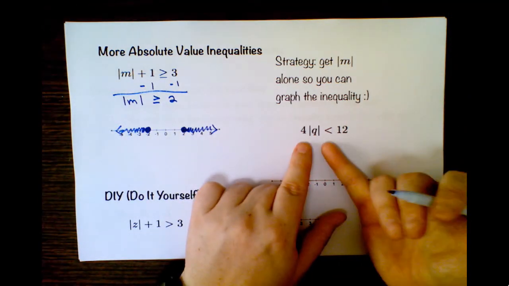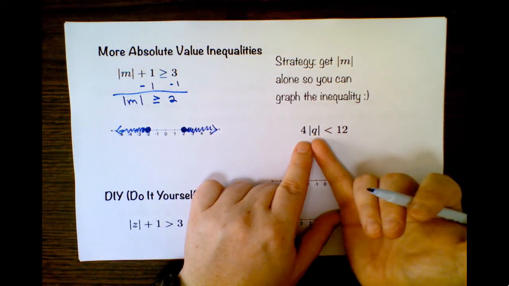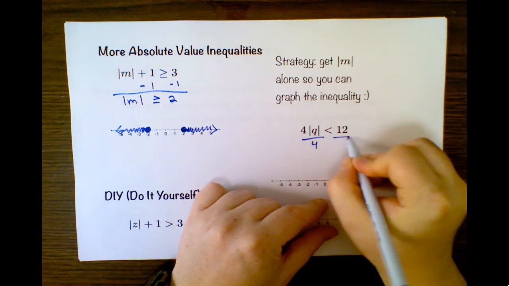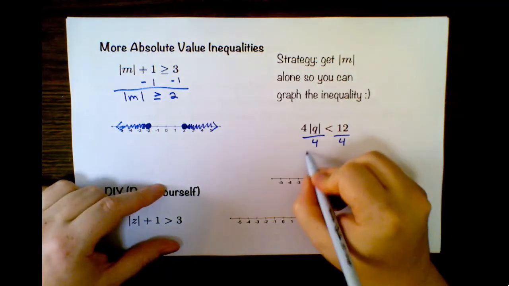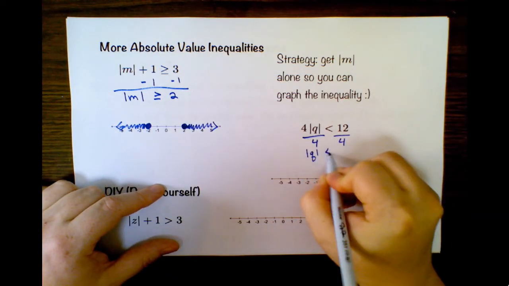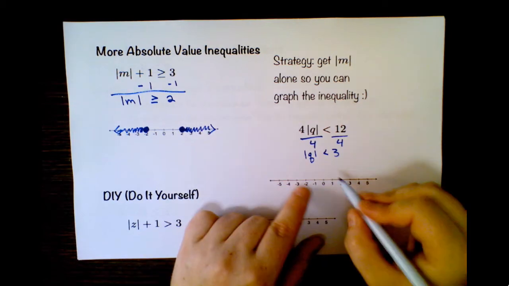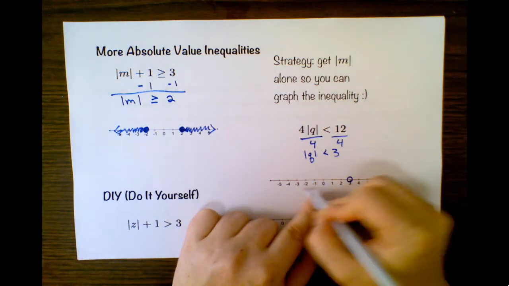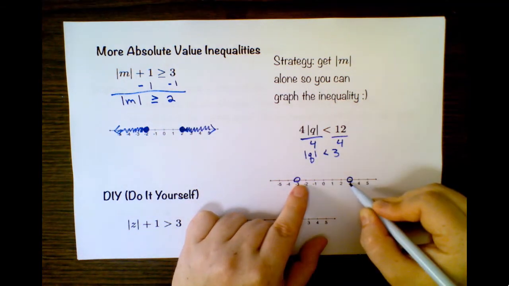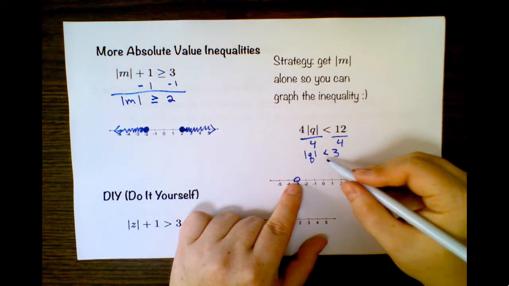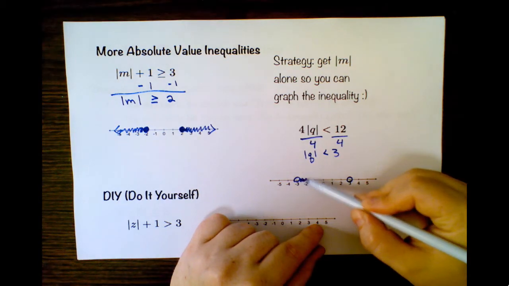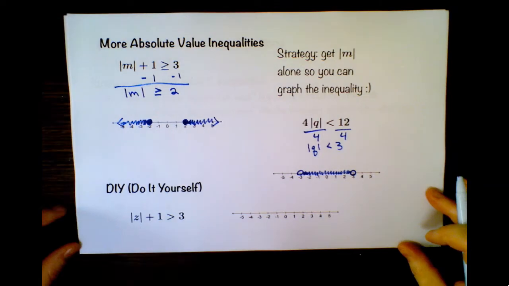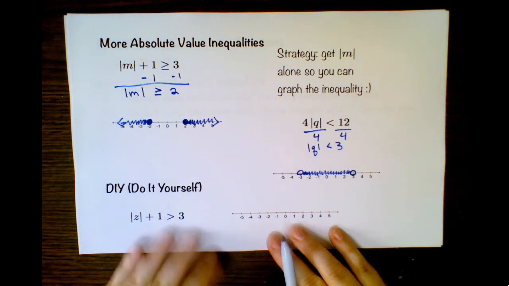Okay. Next up, I have 4 times the absolute value of q is less than 12. Divide by 4, divide by 4. So the absolute value of q is less than 3. All right, so starting at 0, I need to go over 3, strictly less than, so I'm not going to color in my circles. Less than means close. That distance needs to be small, so this is the small distance. Go ahead and do this one yourself.